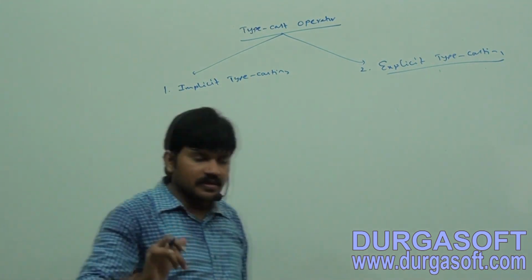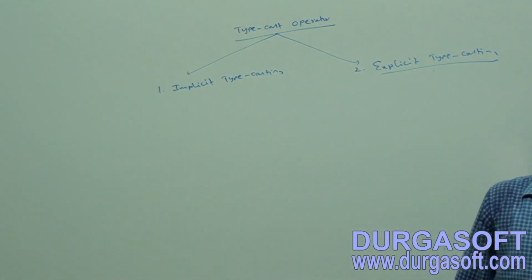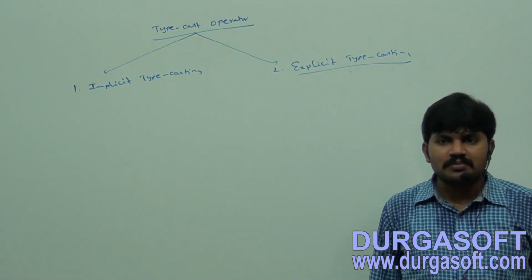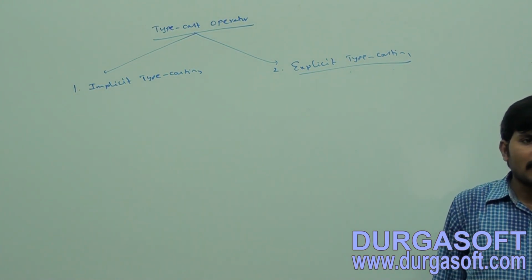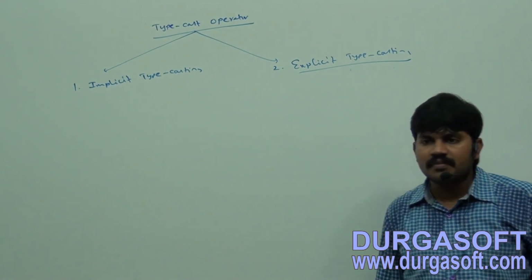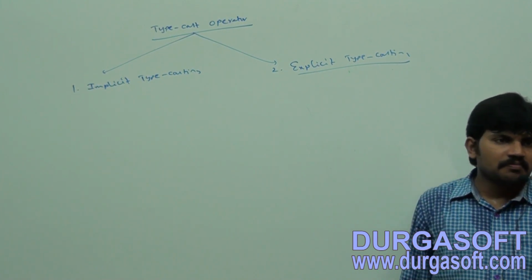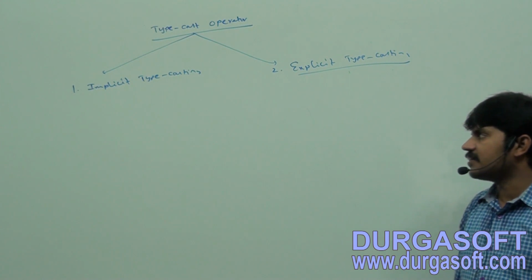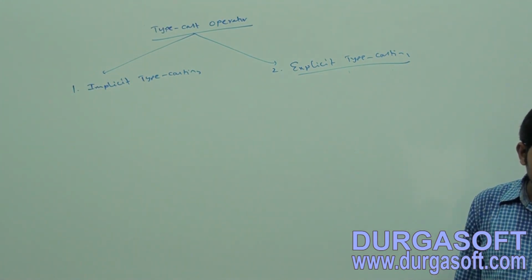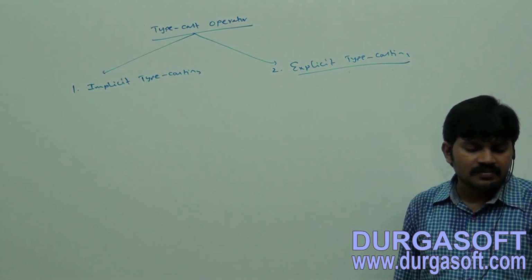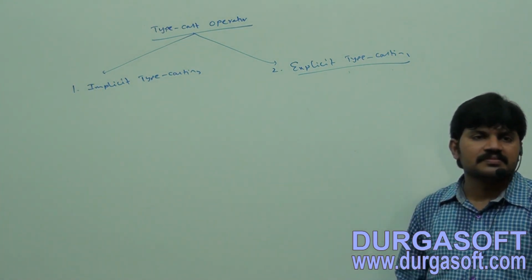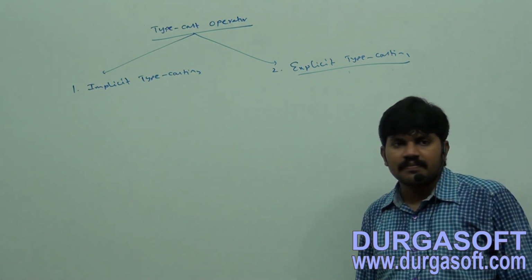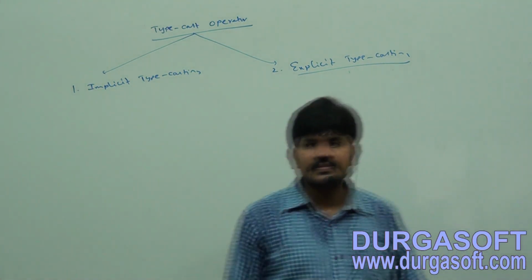First, write down that there are two types of typecasting. The first one is implicit typecasting. Second, explicit typecasting.